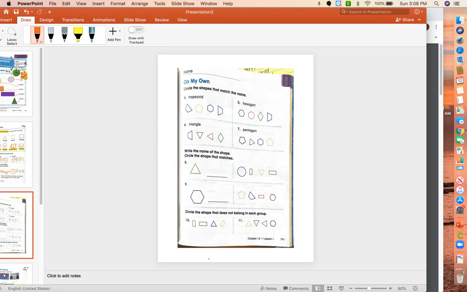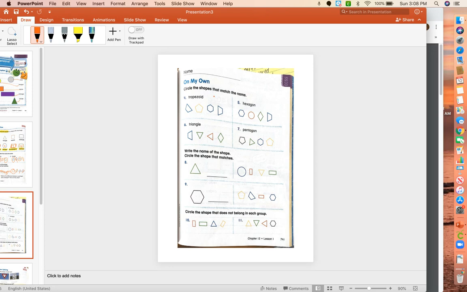All right, let's take a look at our next page, page 741. It says circle the shapes that match the name. I think you can do this on your own. So I'm going to put it on pause, and I want you to put it on pause right now. And then when I come back, I'll have all the answers circled so that you can check it. But I think you can do this page all on your own. So do 4, 5, 6, 7, 8, 9, 10, and 11.